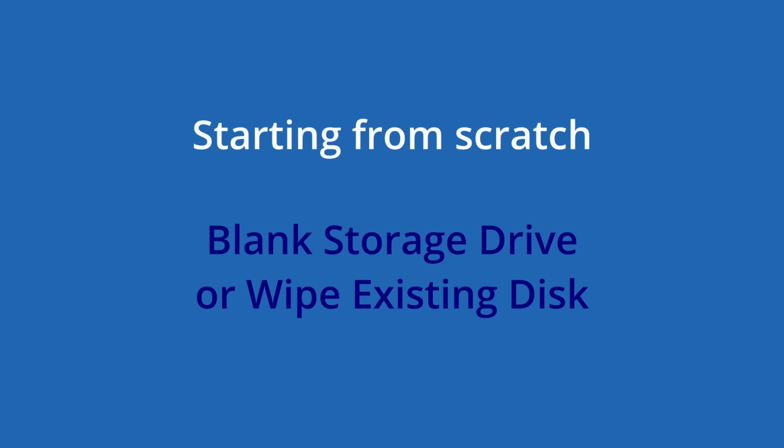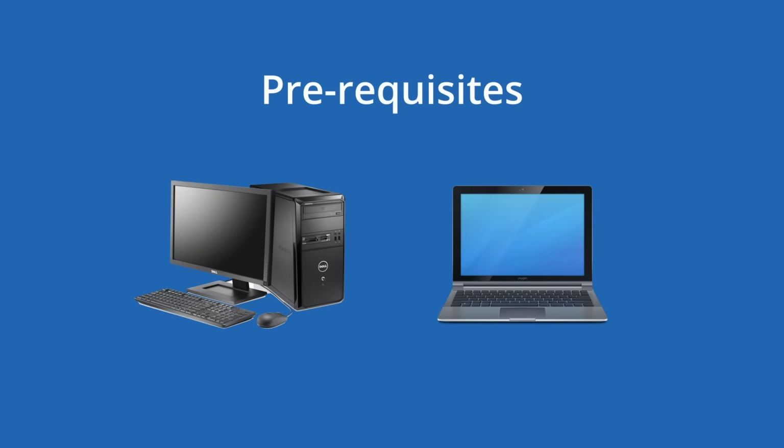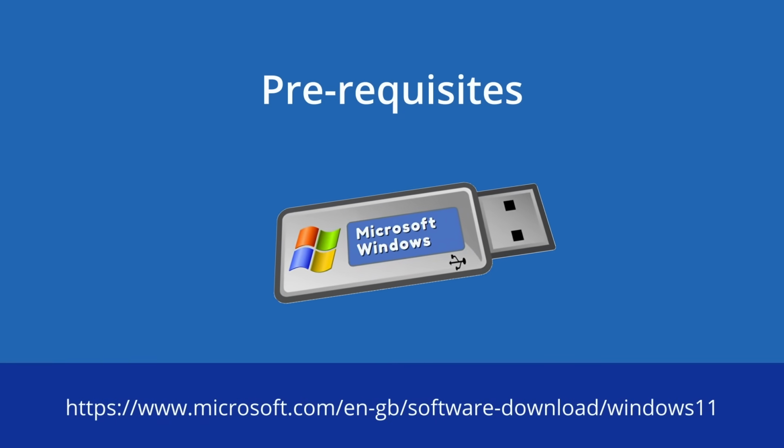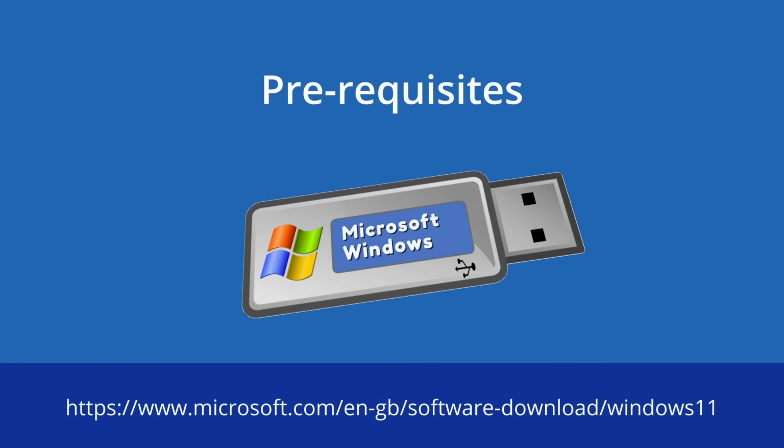So let's get started and take a look at how to install an operating system to a virtual disk file. In this demo, I'm starting from scratch. I've got a blank hard disk, or at least a disk that I'm happy to wipe clean. You don't need anything special to do this, you just need a regular PC or laptop, although the bigger the storage drive you have, the more operating systems you can store. You'll also need the Windows installation media, which you can download from Microsoft for free.